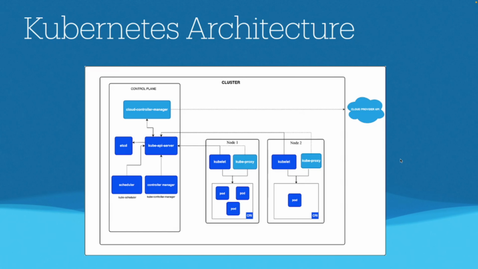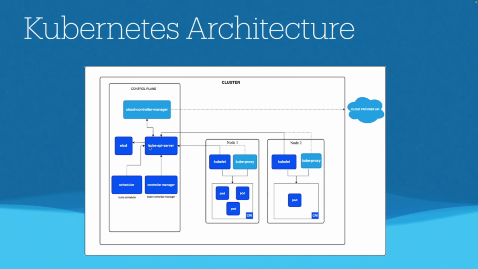Hello everyone. In this video, we will be discussing Kubernetes architecture. So Kubernetes architecture consists of two main layers. One is the control plane and the other is the worker nodes. The control plane has four main components, which are Kube API server, etcd, scheduler, and Kube controller manager.